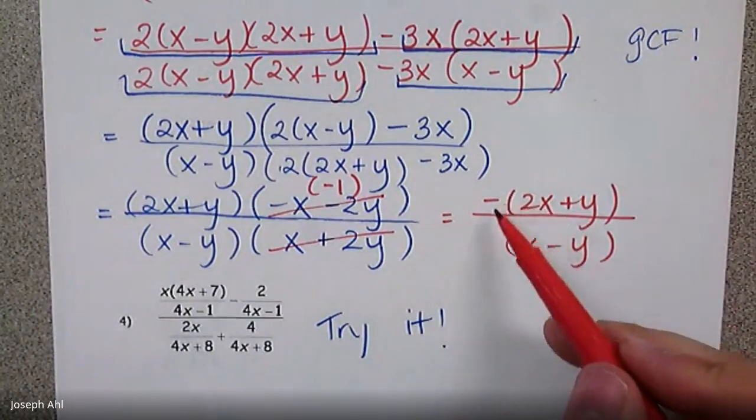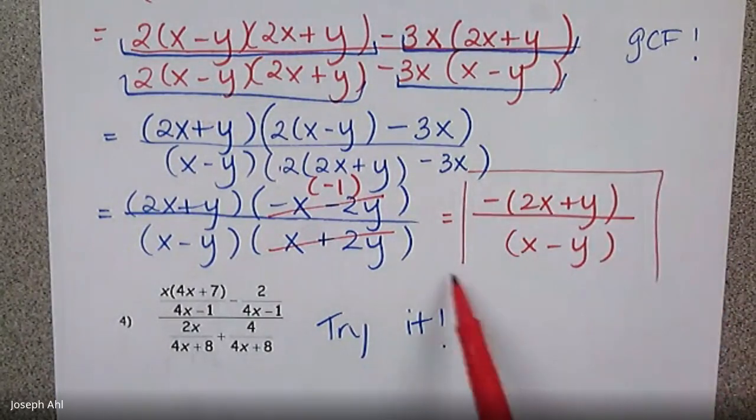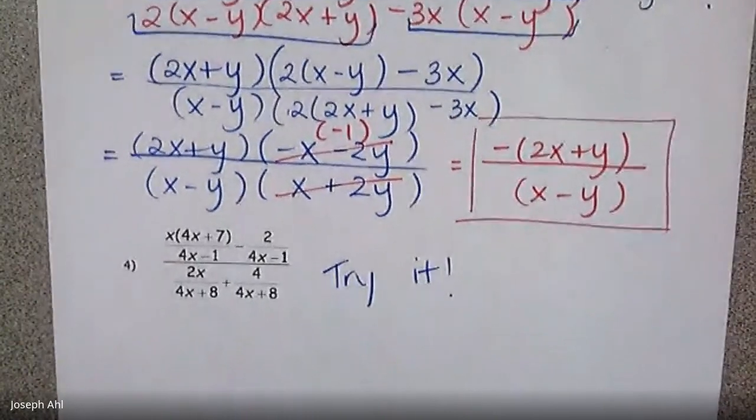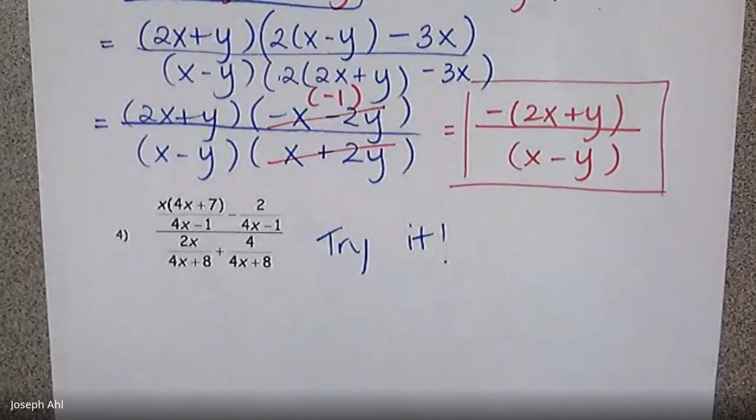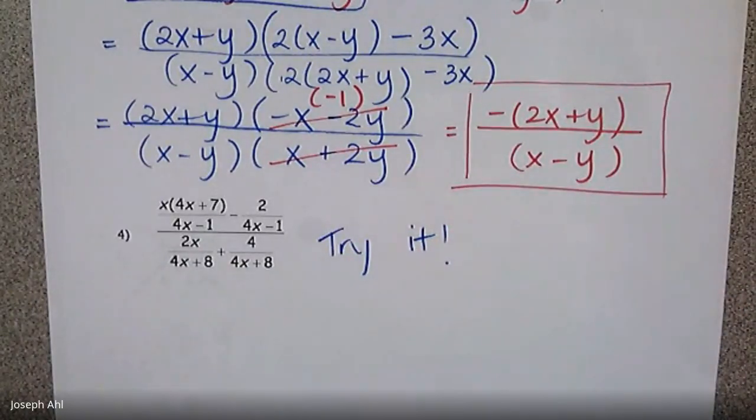It's completely up to you if you distribute that in, but it's sufficient, in my opinion, just to leave it out in front with those parentheses and actually leave this as your final answer then. So it's the negated quantity of 2x plus y on top divided by x minus y in the denominator.